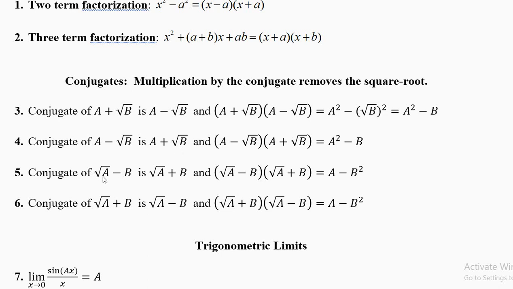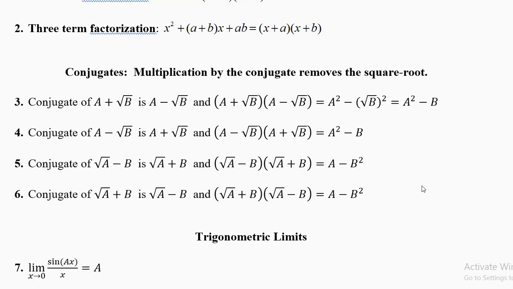Now you can put the root first. Here we have put the root second. So for root a minus b, the conjugate is root a plus b. For root a plus b, the conjugate is root a minus b. And again when you multiply, it helps you to remove the square root in a particular manner.